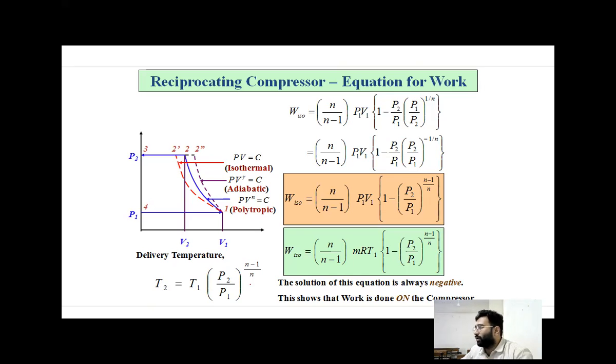That means that is a compressor work. This formula will give you negative work. Negative work means, because it is a compressor work, work is done on the system. So that is why it becomes negative. The solution of this equation is always negative because it is a compressor work.